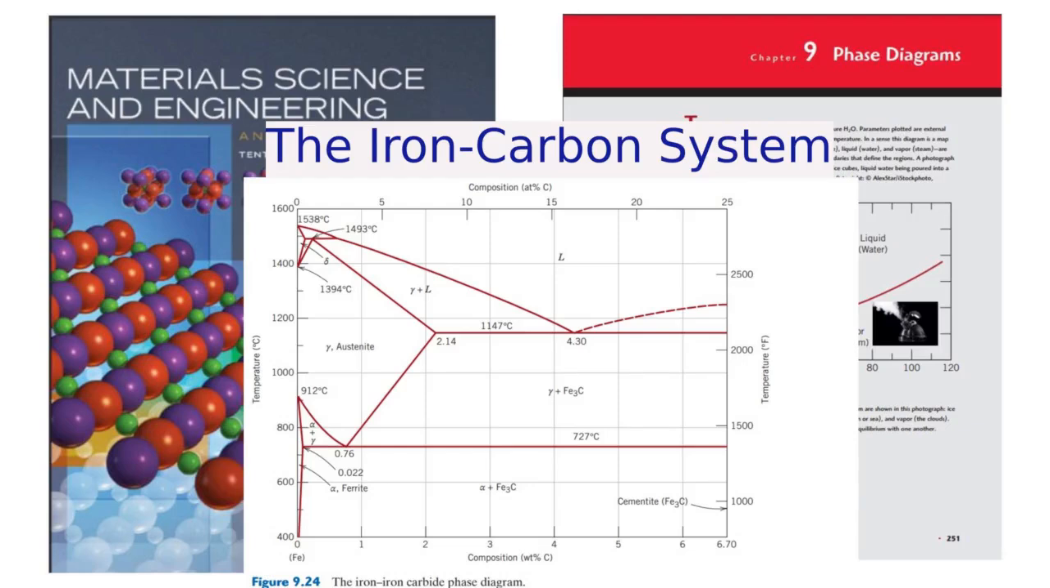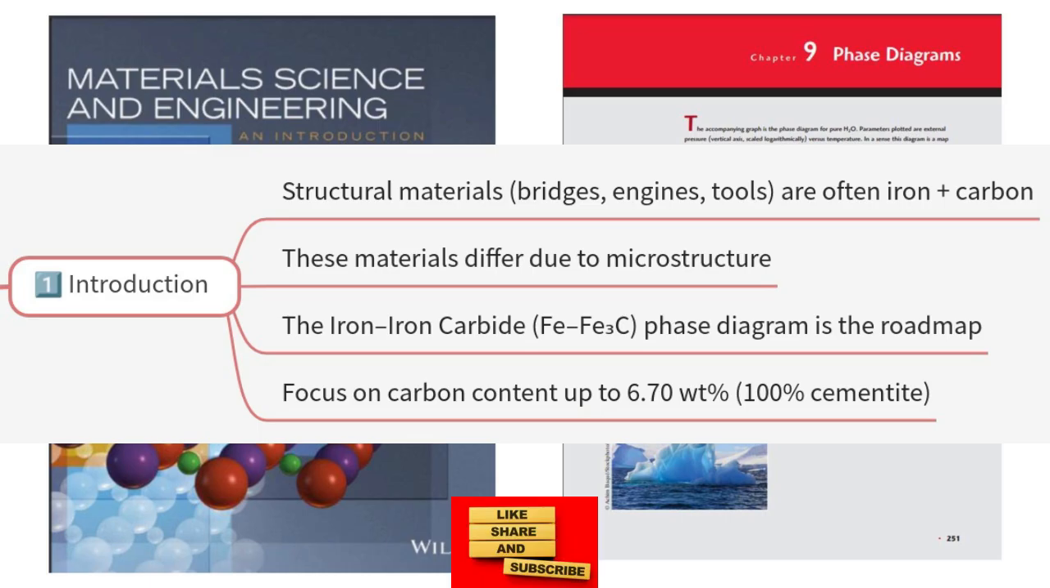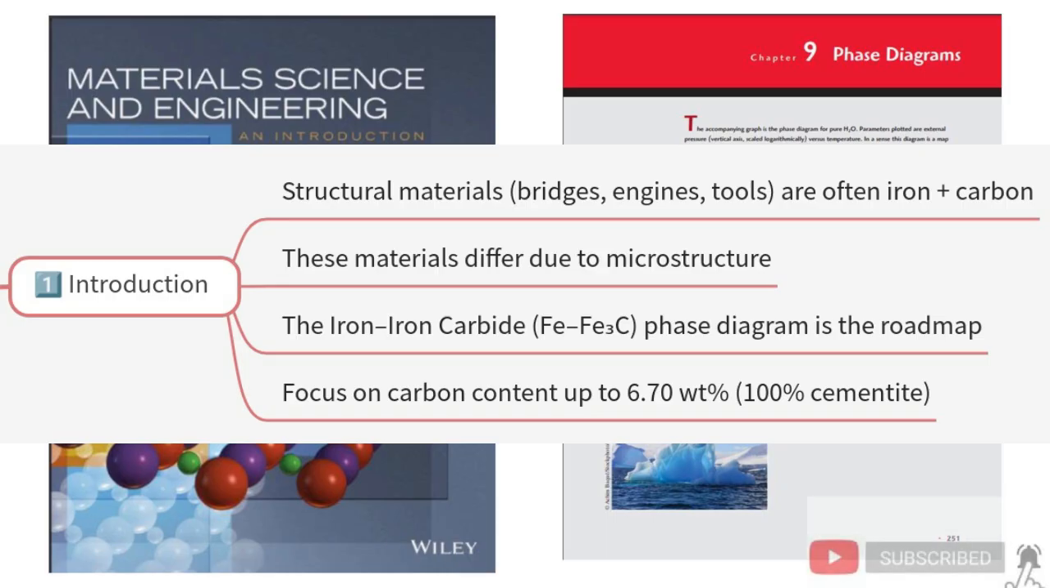Think about the world around you. The bridges holding up highways, those huge buildings, car engines, even just the tools in your toolbox. So much of our modern world is built on materials that are, well, fundamentally just a mix of iron and carbon. That's right. But how can such a simple combination be shaped into things as vastly different as, say, a soft bendable wire and a super hard cutting tool?